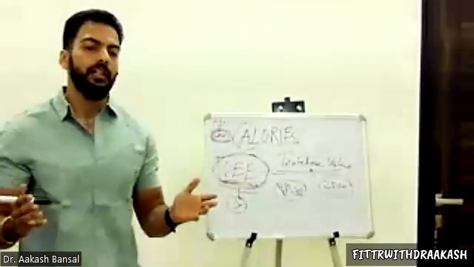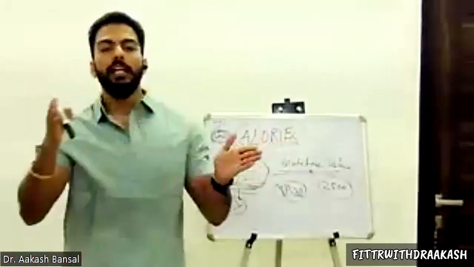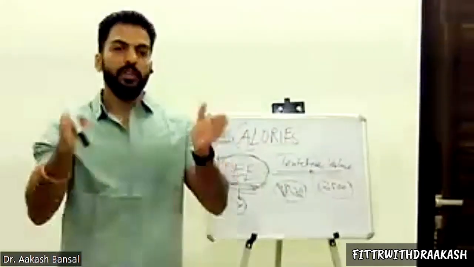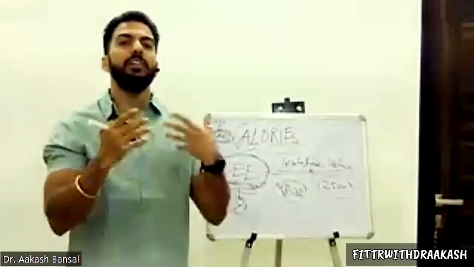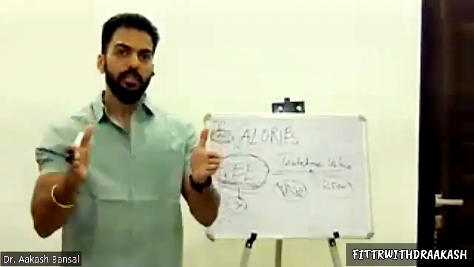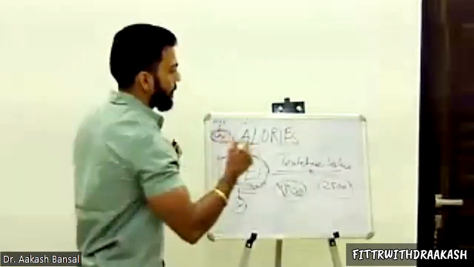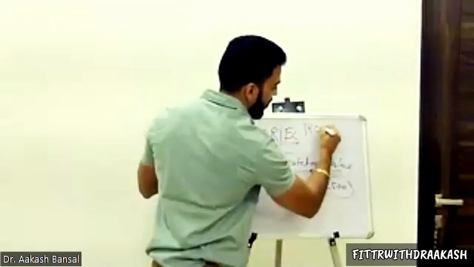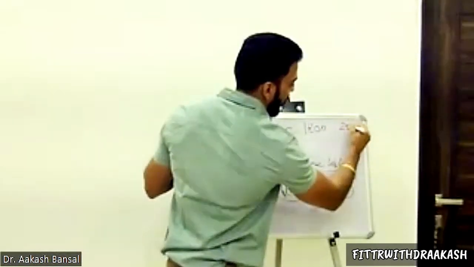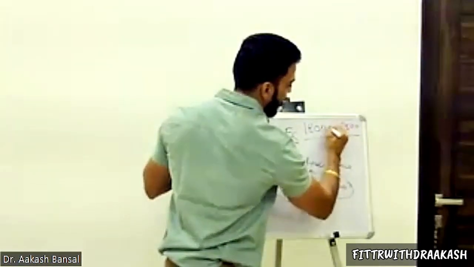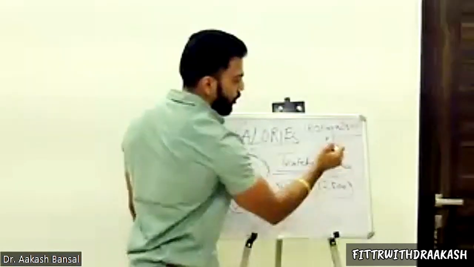So if you want to lose weight, where do you have to eat? Between your BMR and your TDEE. If you are eating between these two values, you are losing weight. My BMR is 1800, my TDEE is 2500. This is the range where I need to keep my calories to lose weight.